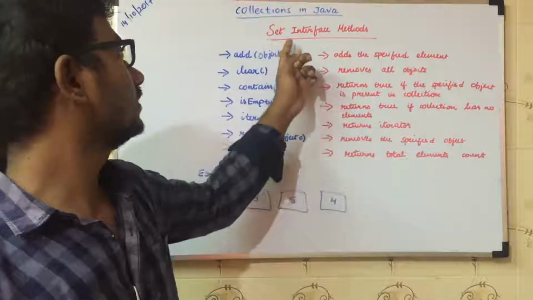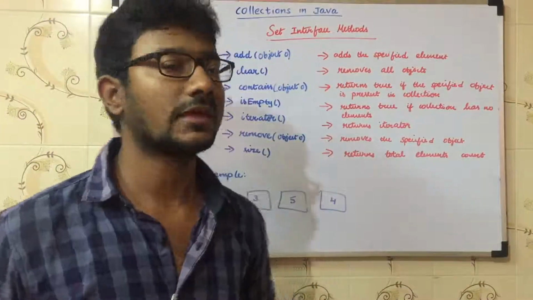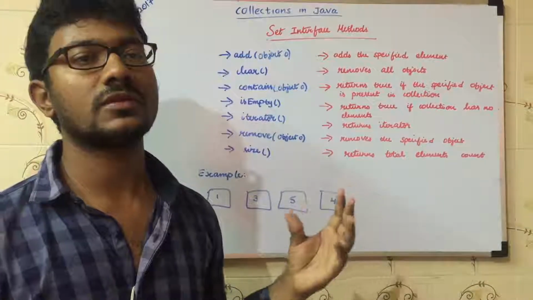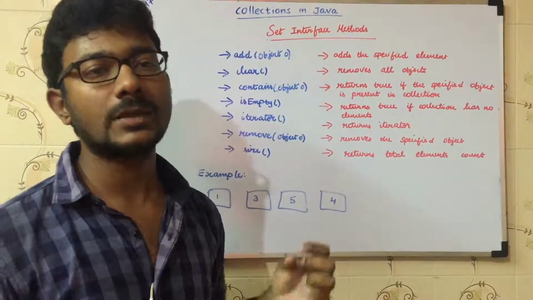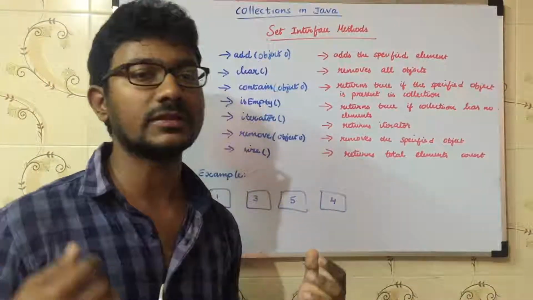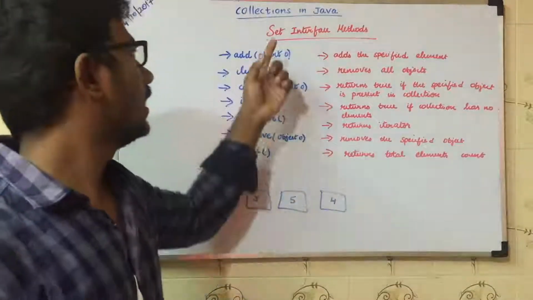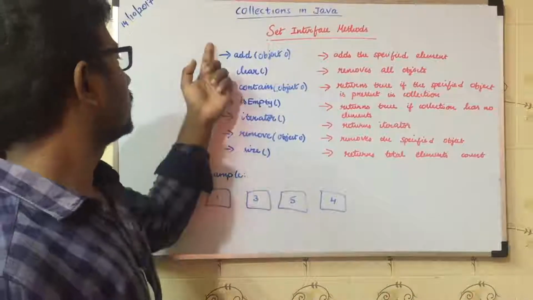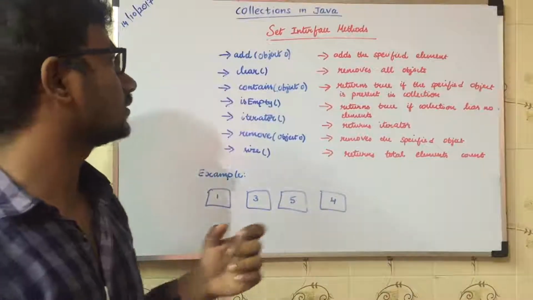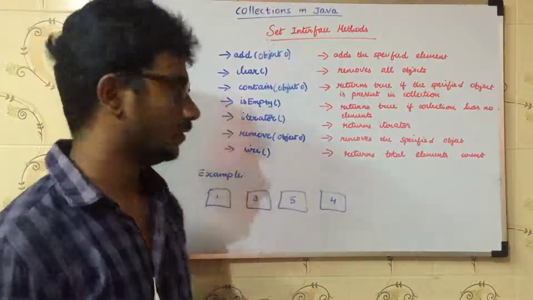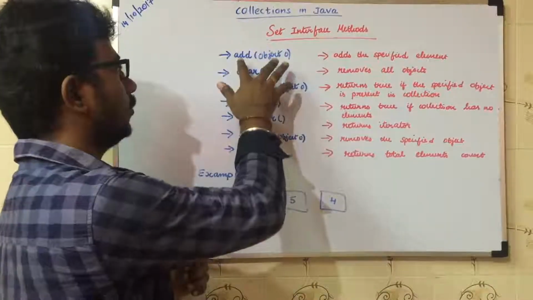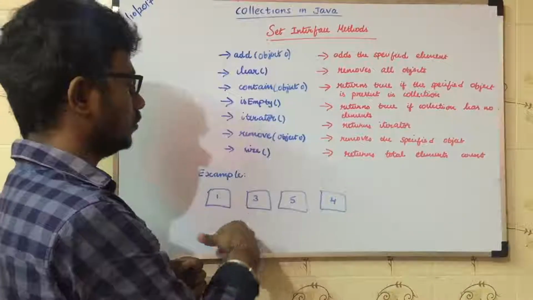Now we are going to see the Set interface methods. As the name itself suggests, Set is an interface. So under an interface, we would see some abstract methods. The actual implementation of those methods would be present in the implementing classes, like HashSet, LinkedHashSet, TreeSet, etc. These are the frequently used abstract methods present in the Set interface. We will try to explain these things using some examples.